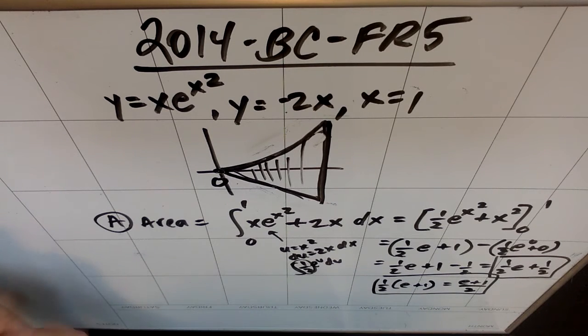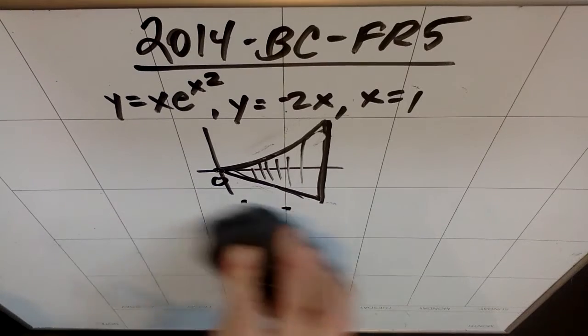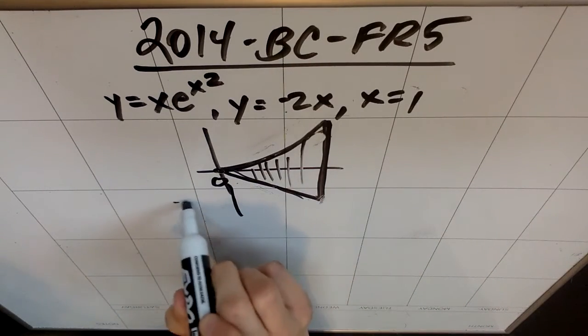Cool. Part B. Write but do not evaluate an integral expression that gives the volume of the solid generated when that region R is rotated about the horizontal line y equals negative 2. Well, it's convenient that they pick something below this so that I could draw it down here and not run into the stuff at the top.